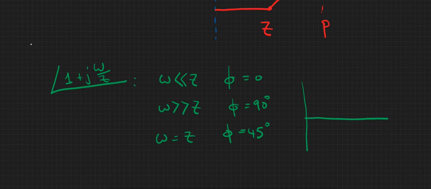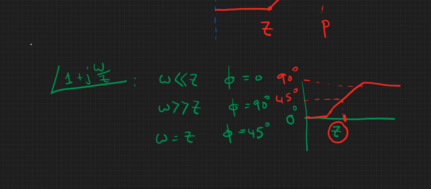When we plot the phase for this term, you have 0 degrees here, and this is our zero. Before the zero, it's 0. After the zero, it's 90 degrees. And in between, you have something like this. It's 0 from here, 90 degrees here, and exactly at the zero location, the phase is 45 degrees.